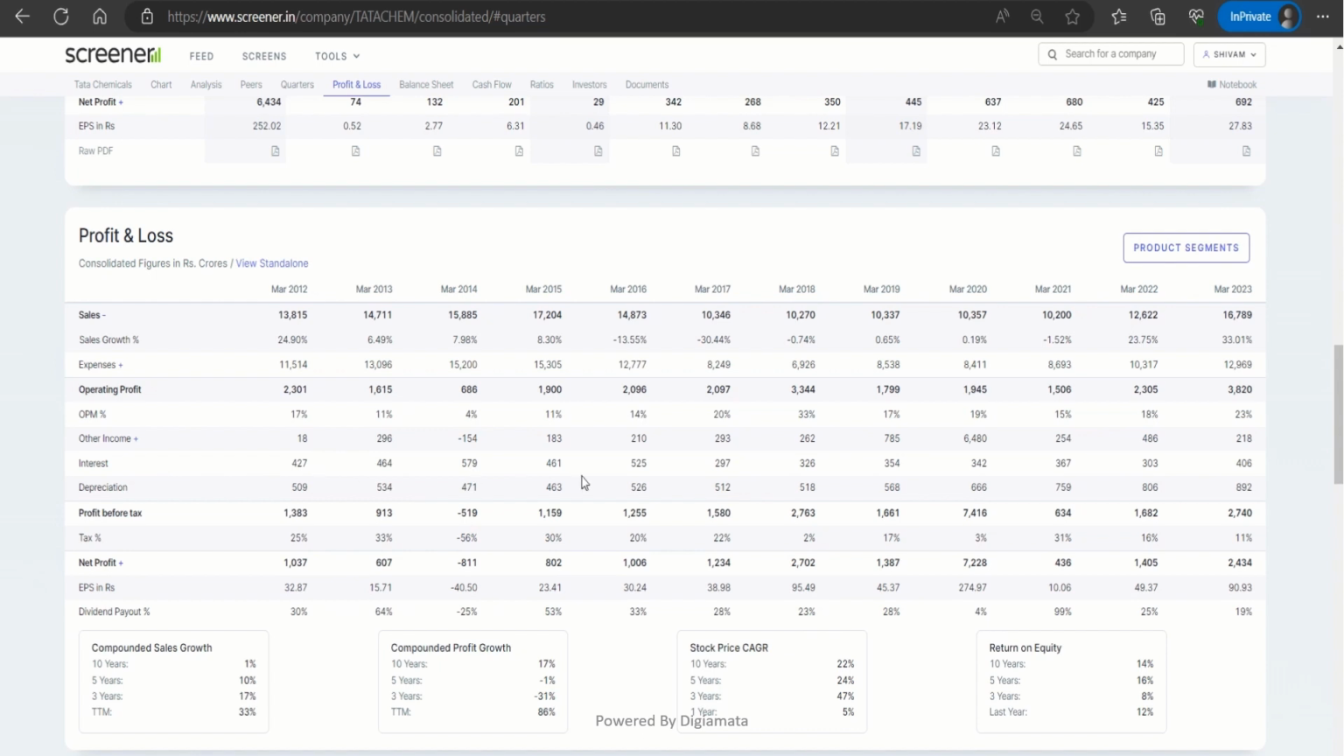So your interest has more or less remained the same, from 300 to 400 crores. That means every year Tata Chemical is paying 300 to 400 crores of interest on the loan it has taken. It has not increased, so that's a very good sign, because there are a lot of companies whose interest amount keeps on increasing because they keep borrowing more and more money from banks, and that becomes a bad sign because your interest keeps on increasing, which gives a big dent on your net profit.